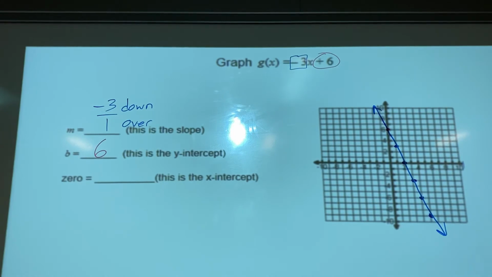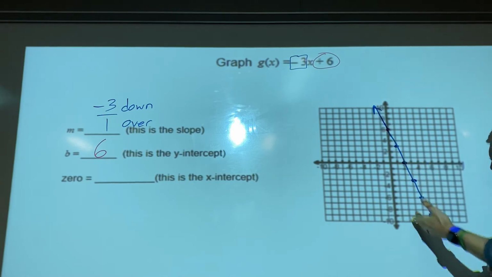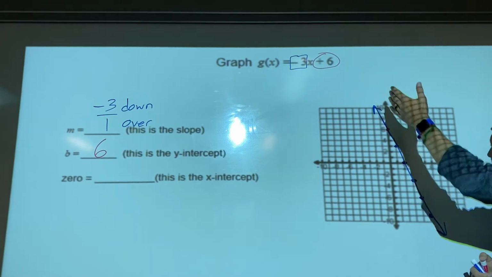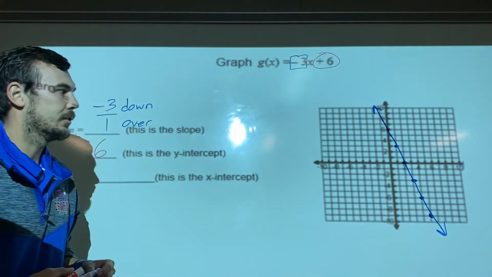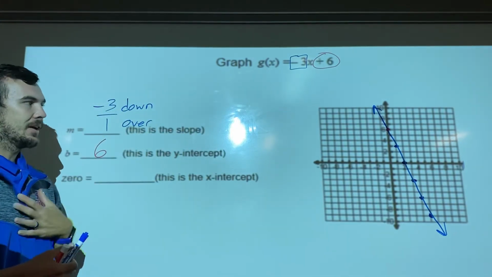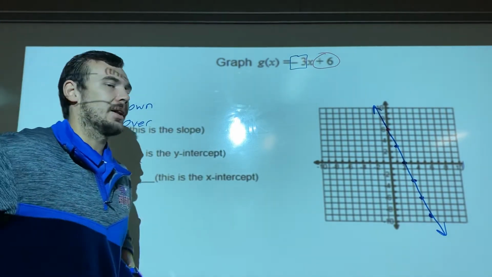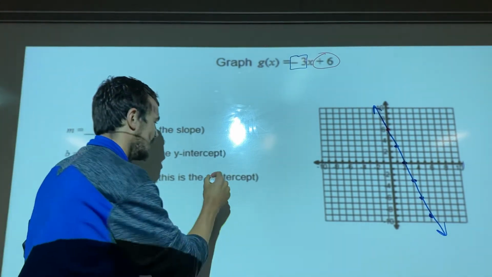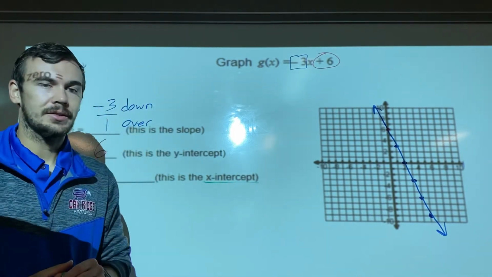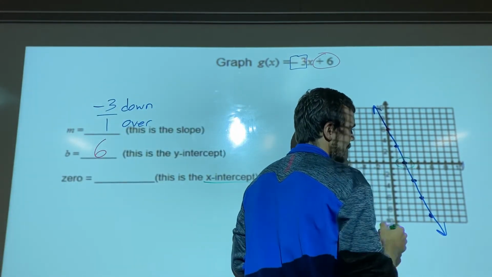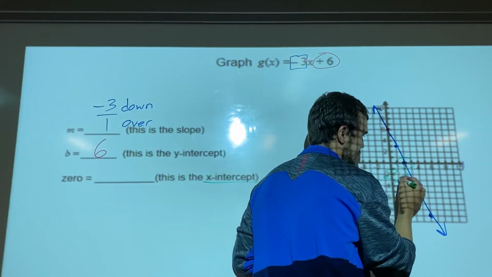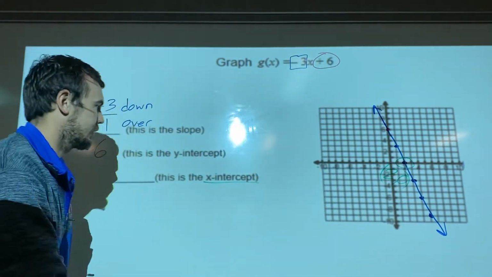There you go, there's my line. All right, there's my line. Again, we can tell it's a negative slope because it's going down, and we know that because it's a -3 as our slope. The last thing they want us to find is our 0, that is x-intercept. So again, with a line, you're only going to have one x-intercept, and I see that it's sitting right here at 2, 0.